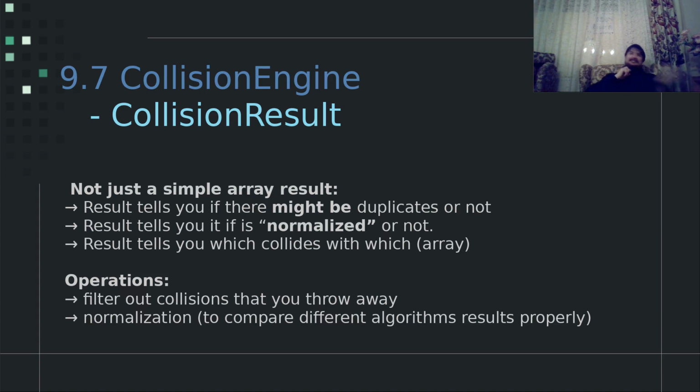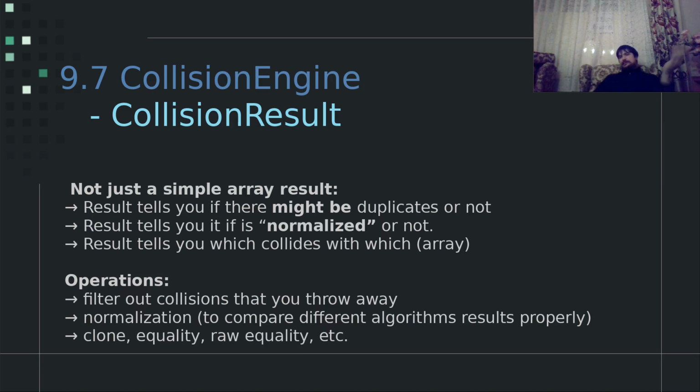It's basically very simple, but you can ask the collision result to normalize itself, so it's comparable to any kind of engine's result. That's really good. That's what I use for unit testing. So that's why I had to implement it, but it's also implemented in a fairly performant way. I think it's also amortized linear time, so that's pretty cool.